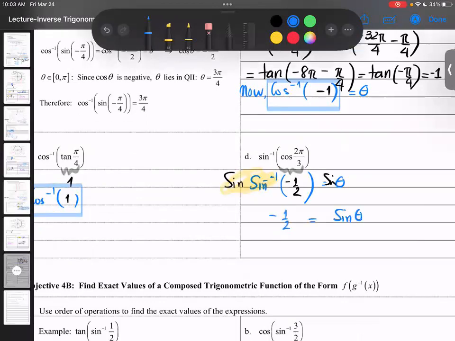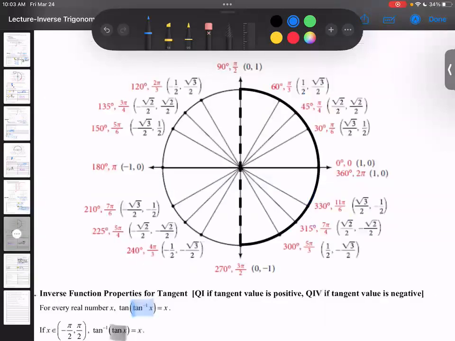Sine theta equals negative 1/2. You look at quadrant 1 and quadrant 4, right? Because you start out with sine inverse. Where does sine theta equal negative 1/2? Right here, yes. But remember, you only want quadrant 1 and quadrant 4. You cannot take 11 pi over 6, because that means you go through the second one and third one. So you go clockwise. It's symmetric to pi over 6, so negative pi over 6.